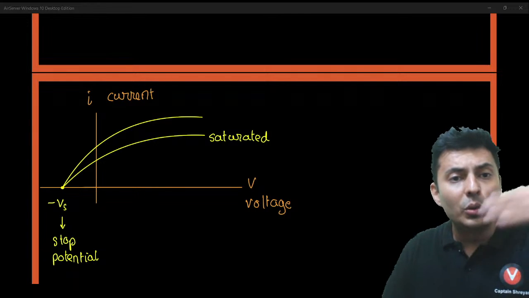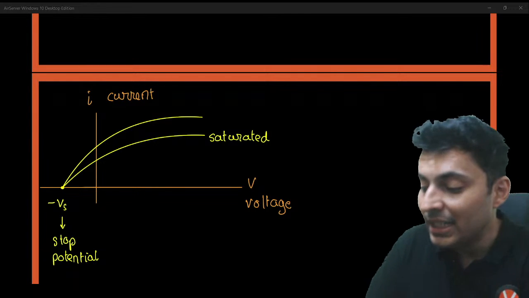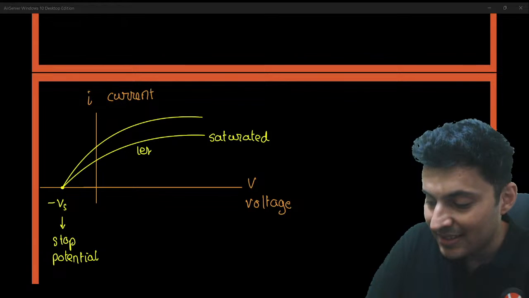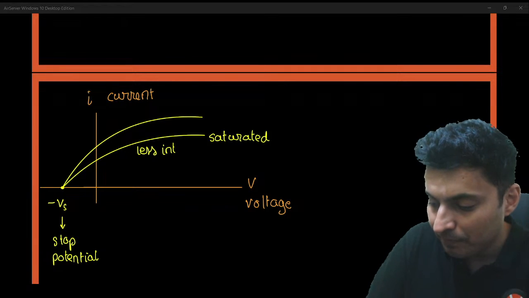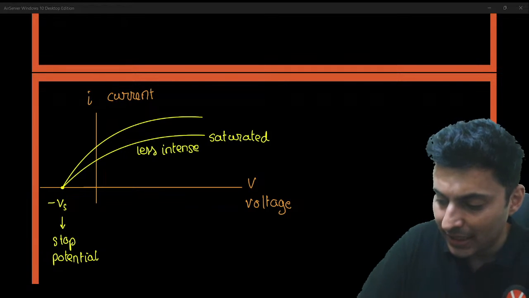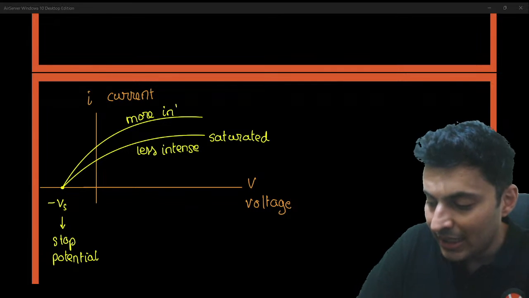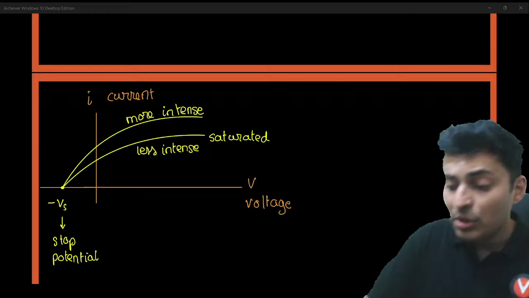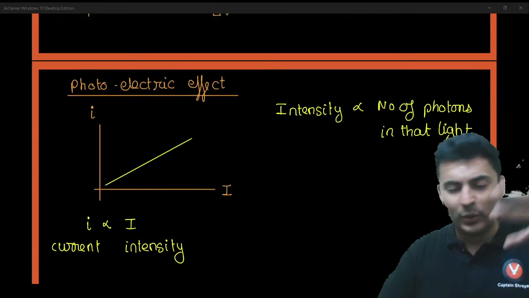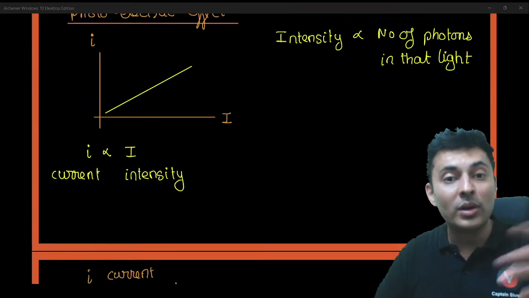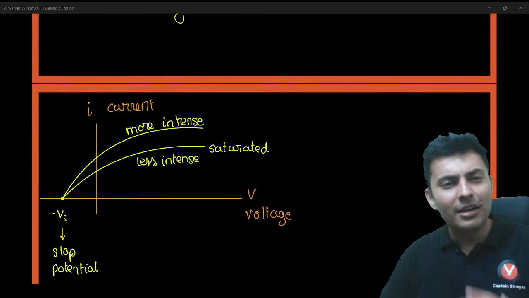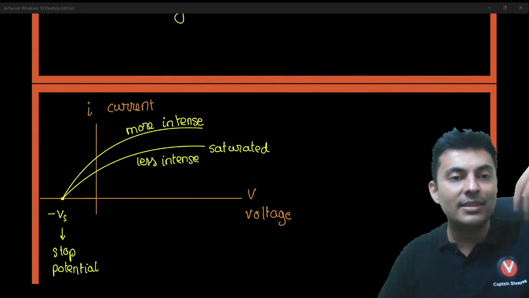Why have I drawn two or more lines? It depends on the intensity. This is less intense light. This is more intense light. The more the intensity of light, the more current you will see, and that's what we saw before. More light falls, more current will be produced. That's why the graph slightly increases in height.